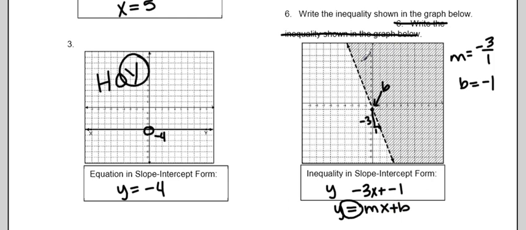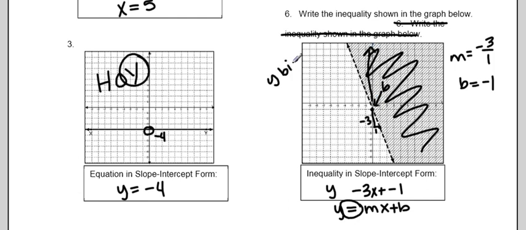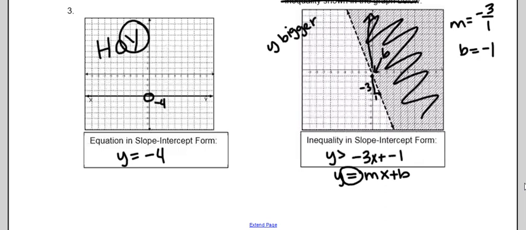Now notice this is shaded up, and my y's are getting bigger when it's shaded up. So if my y's are bigger, that tells me my inequality sign is going to be eating the y, or my y's are greater than. Now I have a dotted line. So I leave my inequality like that because it cannot be equal if it's dotted. And that's my answer. Okay, let's turn over.